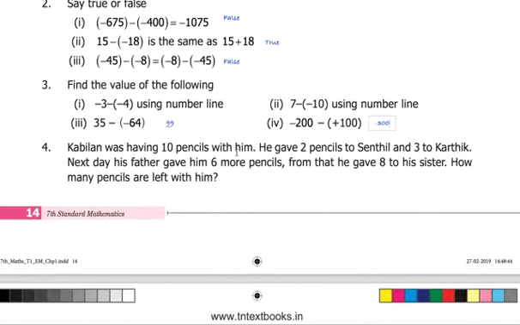Initially he had 10 pencils. He gave 2 pencils to Sendil, 3 to Karthik. So total he lost 5. So 5 only with him at that time. The next day father gave 6 more. So total became 11. From that he gave 8 to his sister. 11 minus 8 is 3. So 3 is the answer.